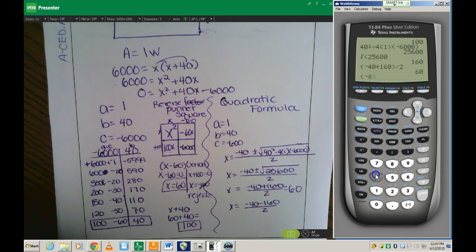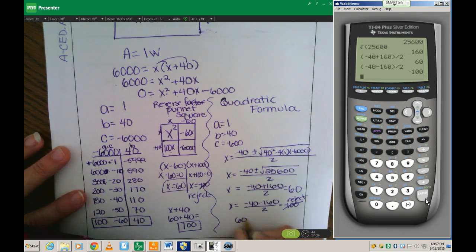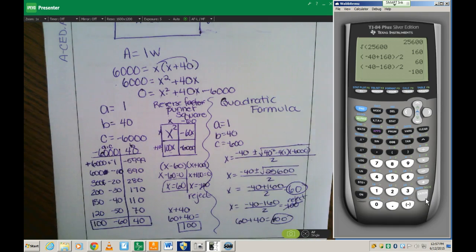Parenthesis, negative 40 minus 160, parenthesis, divided by 2. That's my negative 100. This one I'm still going to reject. I still have to do 60 plus 40 equals 100 to get my other one. Okay, so either way, it's a lot of writing. This is a 4-point question.